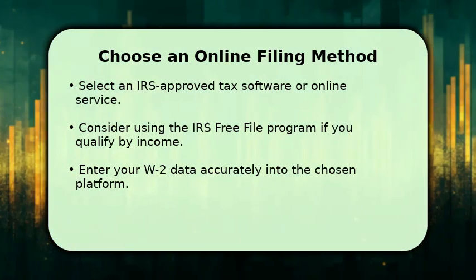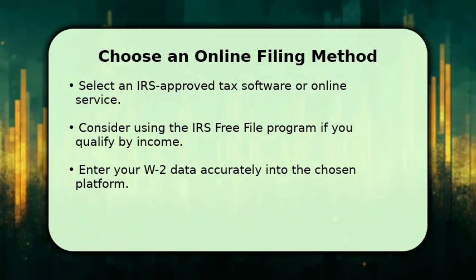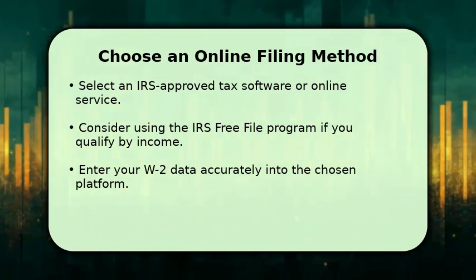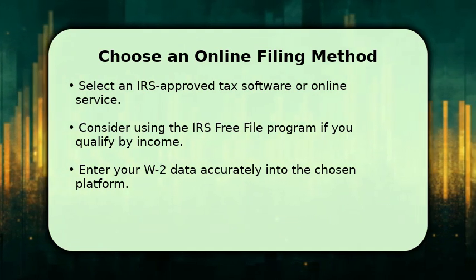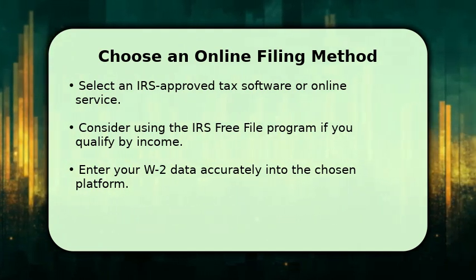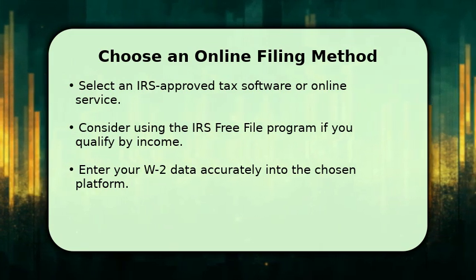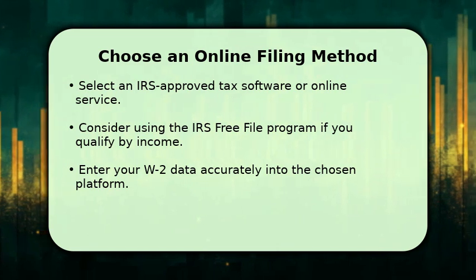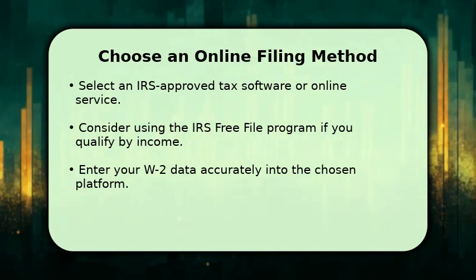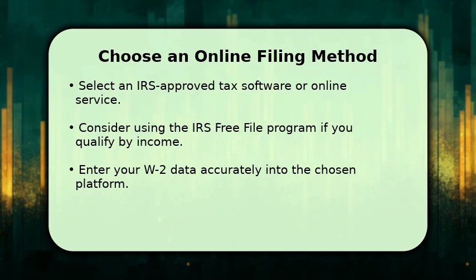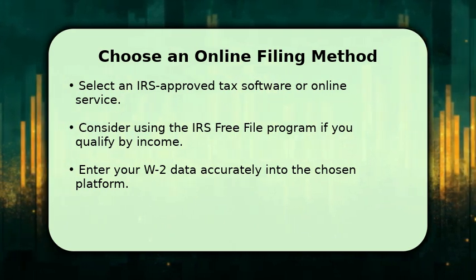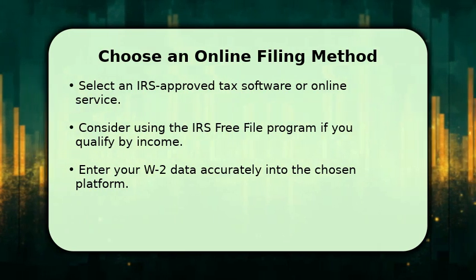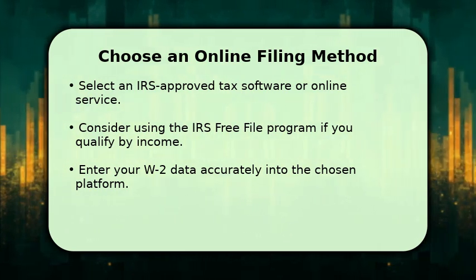There are several reliable ways to file your W-2 online. Many people opt for commercial tax software like TurboTax or H&R Block, which guide you step by step. Alternatively, if your adjusted gross income is below a certain threshold, typically around $79,000, you might qualify for the IRS Free File program, offering free guided tax preparation. Whichever method you choose, carefully input all the figures from your W-2 into the corresponding fields.